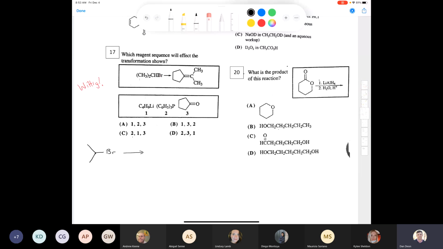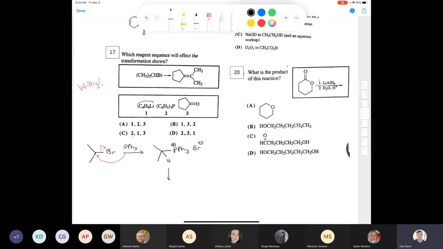The first step is we're going to treat that with triphenylphosphine. It's just an SN2 reaction, and then we're going to end up with a phosphonium salt. It looks like this. And then we're going to abstract this proton using a base in order to make our ylide.